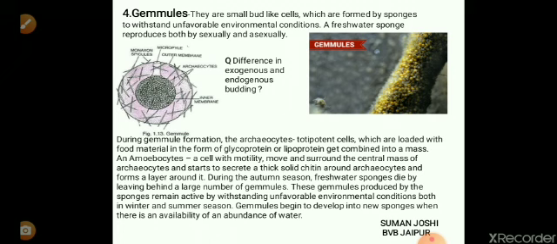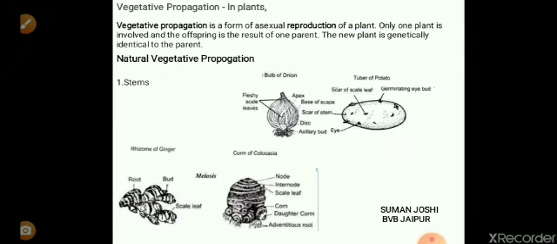During the autumn season, the freshwater parent sponge dies, leaving behind a large number of gemmules. You can see in the picture on the slide small round structures. So many round structures are there, and these are known as gemmules. These gemmules are produced by the sponges and they remain dormant, withstanding unfavorable conditions. So when water is abundant or favorable conditions arrive, they start developing into new sponges. So it is an interesting method of asexual reproduction in poriferans.